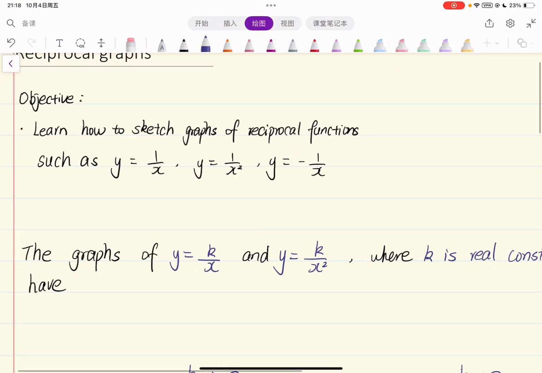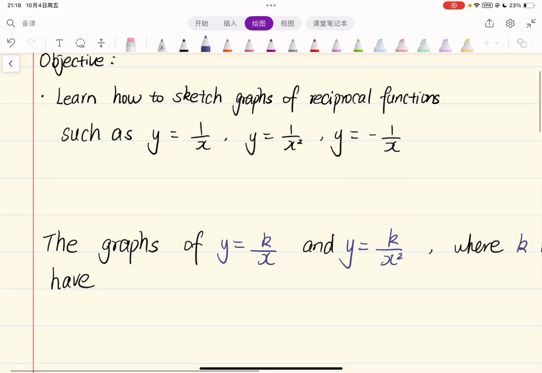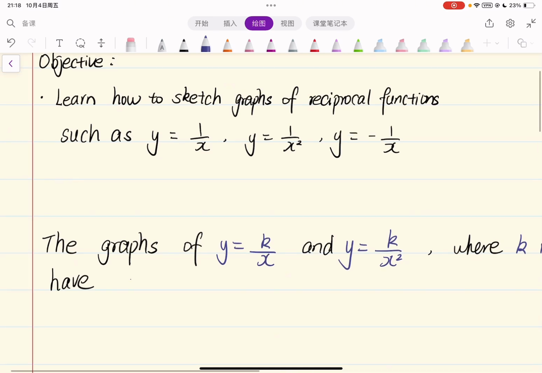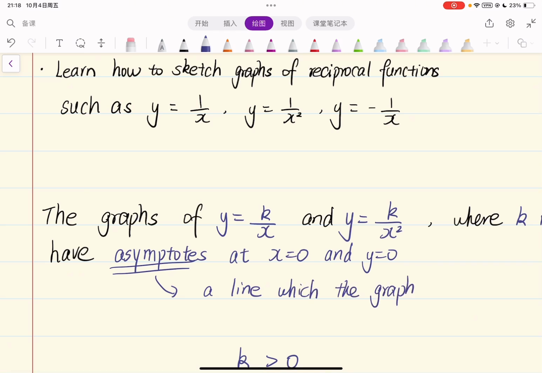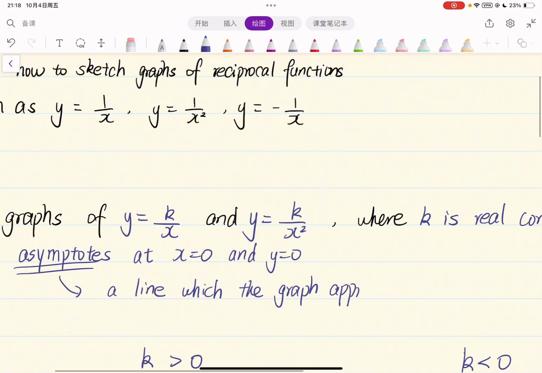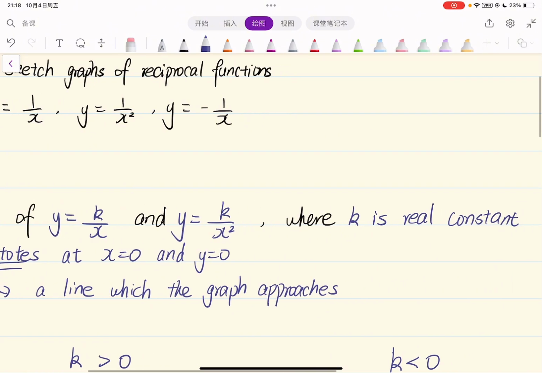Also, the reciprocal functions have asymptotes at x equals 0 and y equals 0. So what is an asymptote? It is a line which the graph approaches but never reaches.